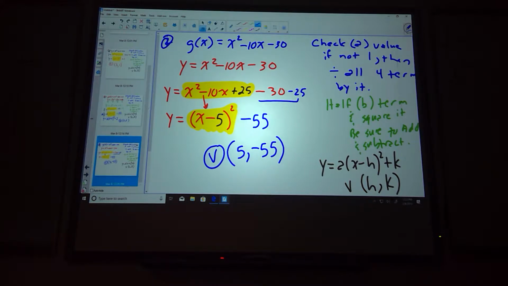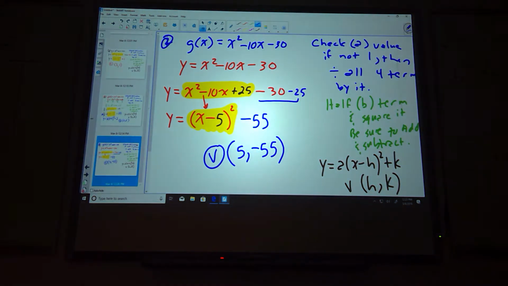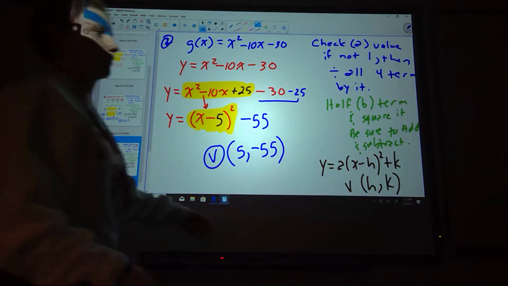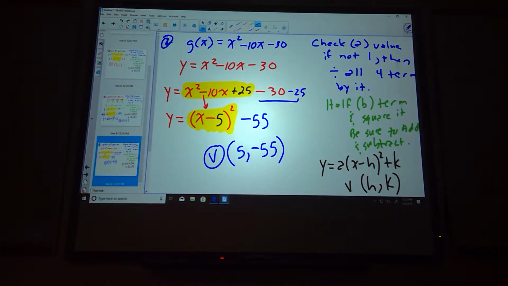Are there questions on this problem? I know there are. Yeah. Wait, how did you get 25? Okay, because I take half of the x term, so half of 10, which is 5. Then I take 5 squared, so 5 times 5 is 25. So I add it and subtract it. Well, you always add it and then subtract it? Uh-huh.